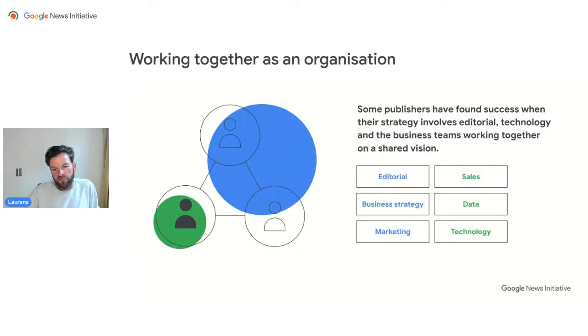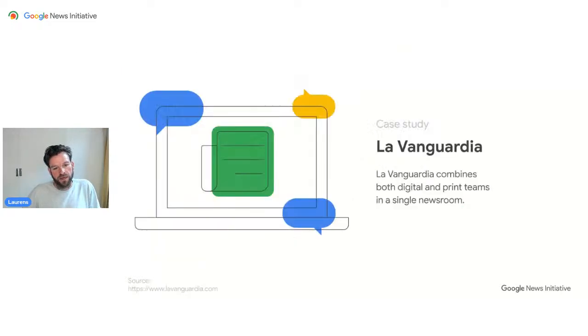Working together as a team, some publishers have found success when their strategy involves editorial, technology, and the business teams working together on a shared vision. So again, think about editorial, business strategy, marketing, sales, data, technology, have them all work together. And we'll go into that a bit deeper right now, with a case study.